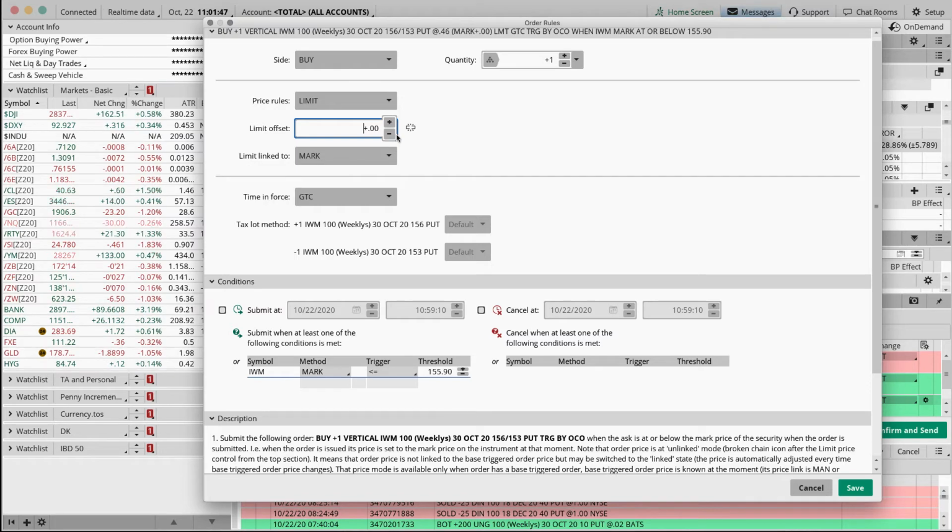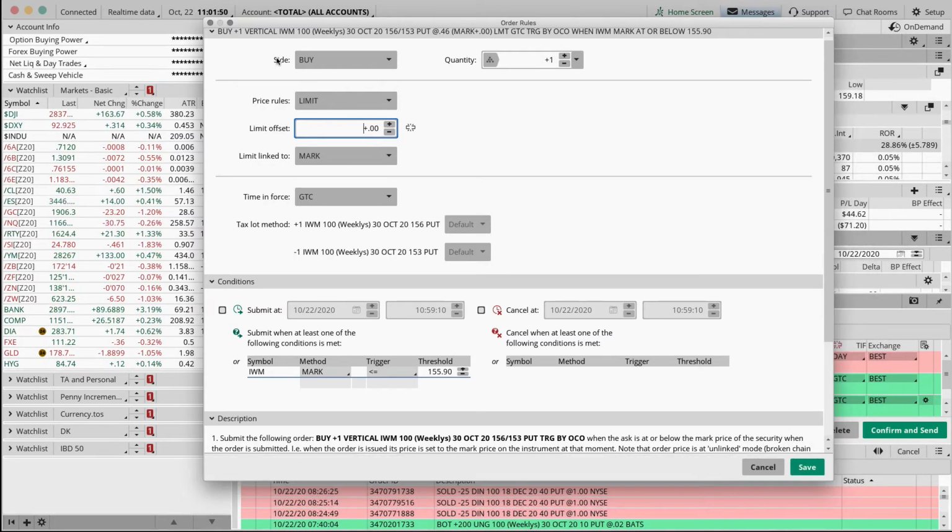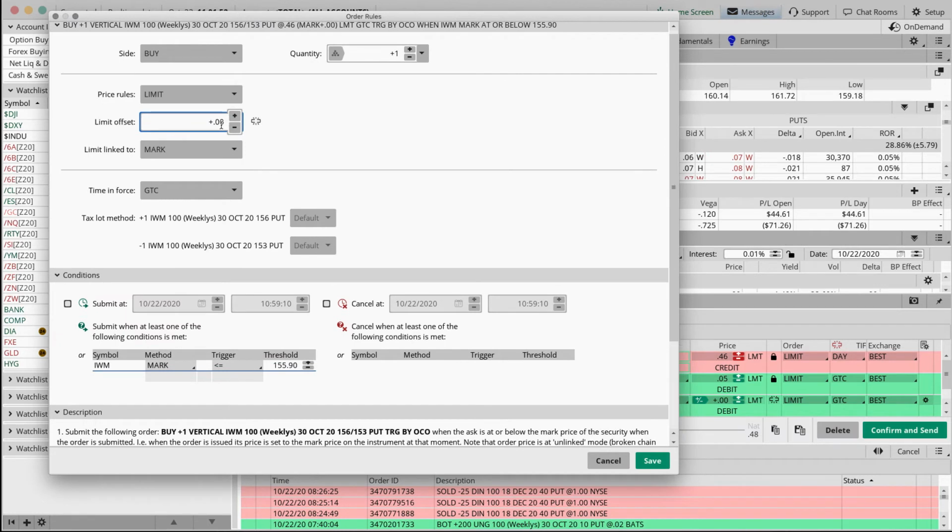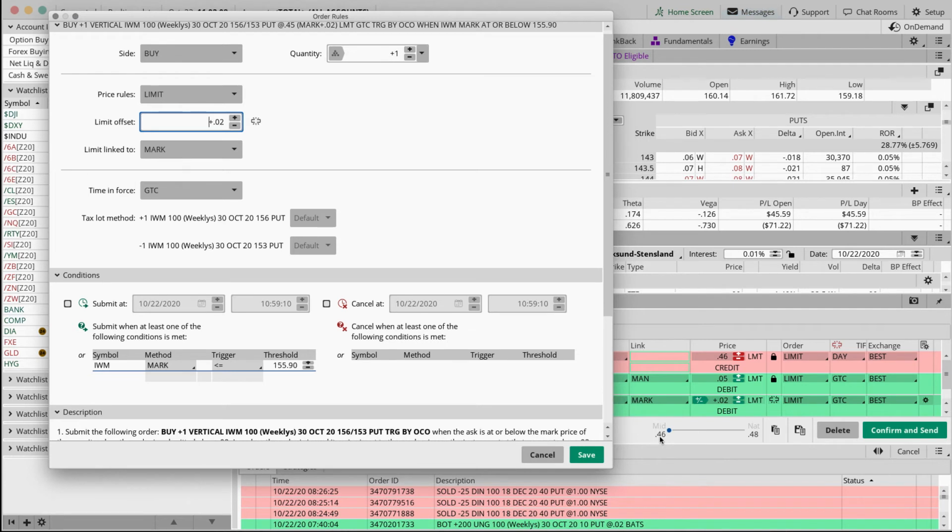But if you want to improve the probability of getting filled, then we can offset this in the direction that would improve the probability of getting the trade filled. And so since we're buying to close this spread trade, then we would want to offset by increasing this. I usually look down here at the difference between the mid and the natural price, and if that's 2 pennies wide, then I'll just go ahead and bump it up by half that. If that spread were 5 pennies wide, I would bump it up by roughly half that.